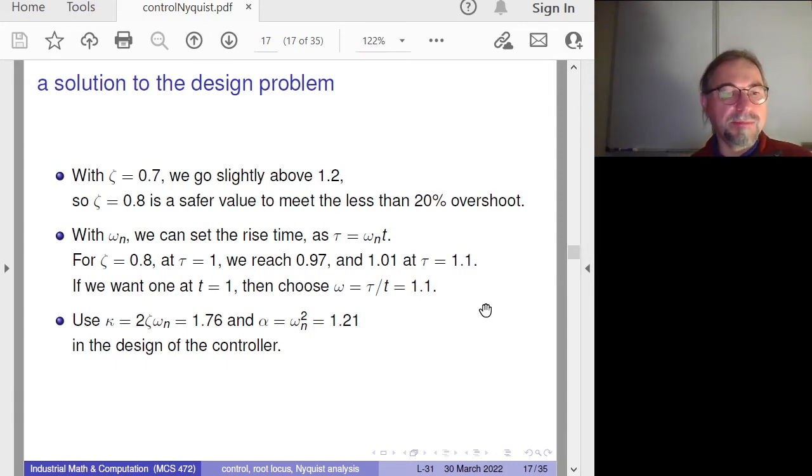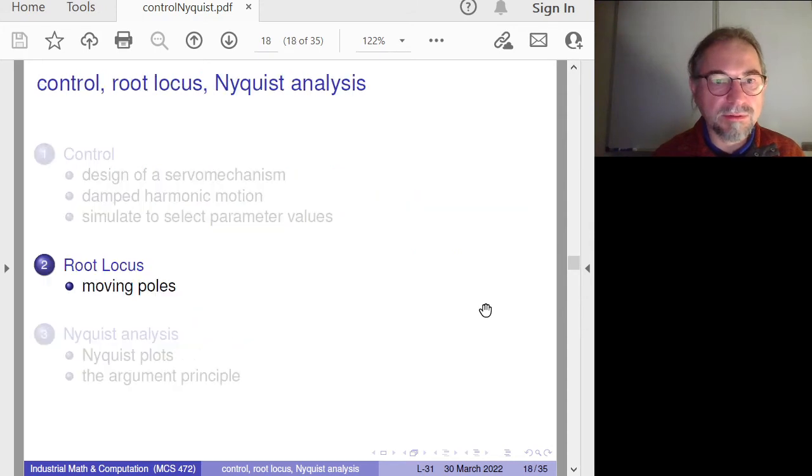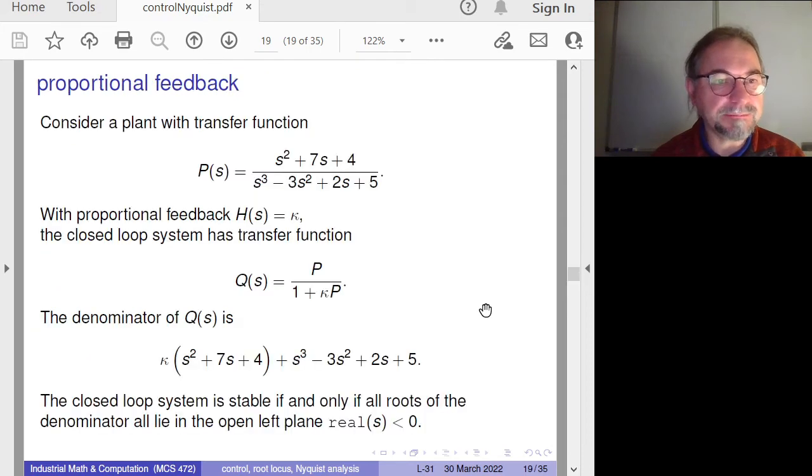So we can then go back to the values for the controller. So the controller had two parameters in there, so the kappa and the alpha. And now we have values for both kappa and for alpha. So that finishes the design of the controller. Okay, that's one example of control. The textbook has many more, but let's move on to the analysis of the stability.